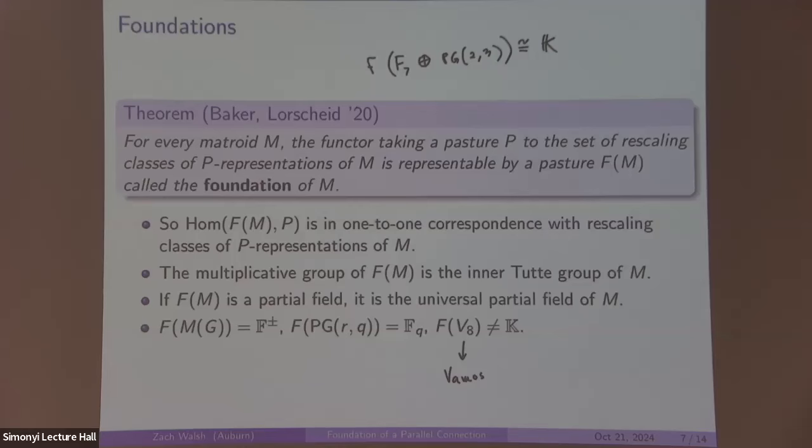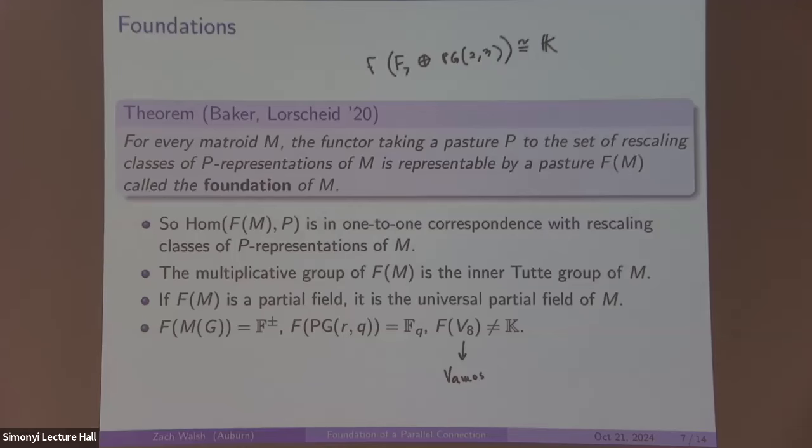I would guess that if M prime is a minor of M, you get some map from the foundation. Let me ask you, which way does it go? So this behaves well with minors. If a matroid is representable over a pasture, then so is every one of its minors. I won't really talk about minors too much in this talk, though.